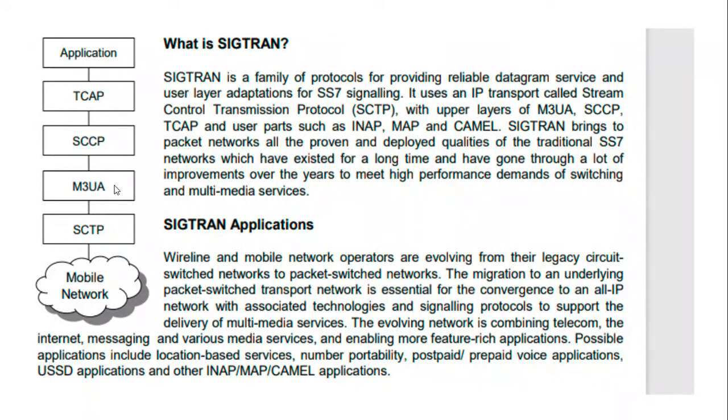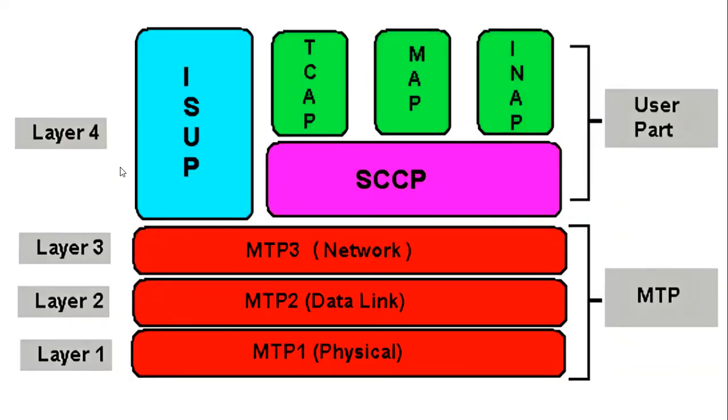So this is where MTP layer 3 is implemented. If I check, this is the typical SS7 layers. You can see here MTP1, MTP2, MTP3. MTP1 and 2 are replaced with SCCP and IP network. Basically, in the old system where the E1s are connected, MTP layer 1 is where the E1 cable is connected.